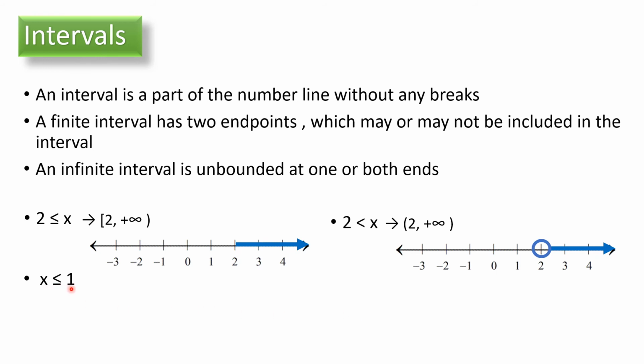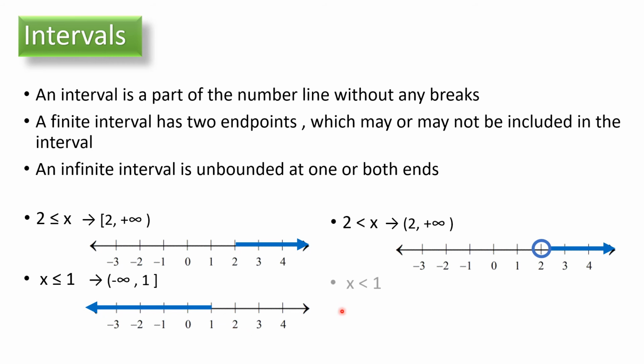x ≤ 1. Okay, we already have the 1, so it will be square bracket, but we start from the negative infinity because x is smaller than or equal 1. Okay, from the negative infinity to 1. x < 1. We don't have 1, so we start from negative infinity, round brackets, to the 1 is round brackets. Okay.